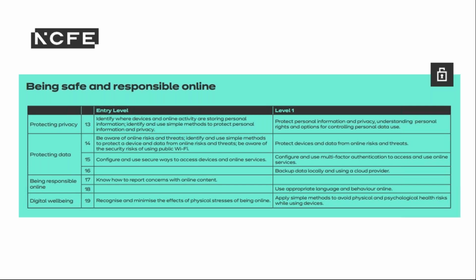So this slide's useful to compare the difference between levels easily. So for instance, at entry level, learners will need to have awareness of online risks and threats and be able to use simple methods to protect a device from online risks and threats. At level 1, learners need to be able to protect the devices and data from online threats and risks. At level 1, learners will need to be able to back up the data and use a cloud provider and use appropriate language and behaviour, whereas at entry level, that's not covered.